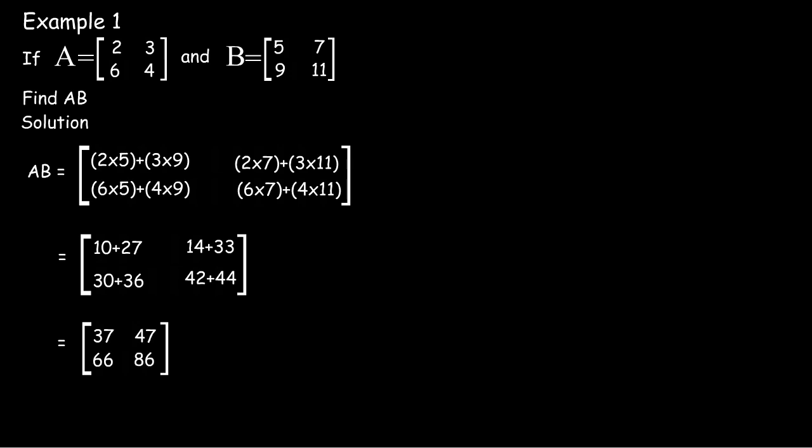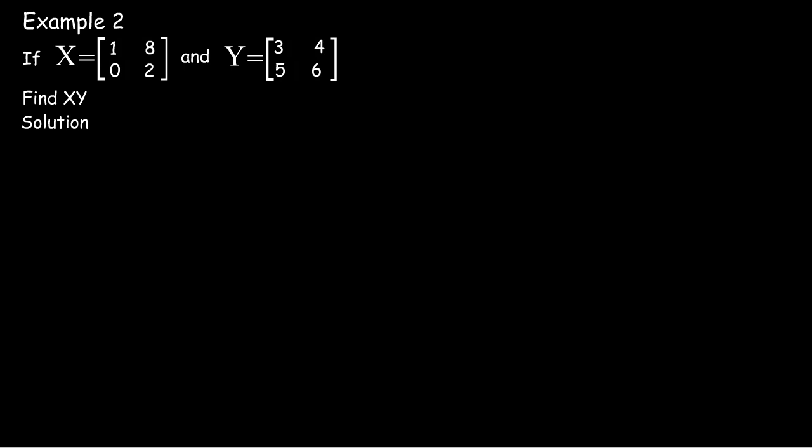37, 47, 66, and 86. Our next example, also a 2 by 2 matrix, states that if S is equal to 1, 8, 0, 2 and Y is equal to 3, 4, 5, 6, find SY.